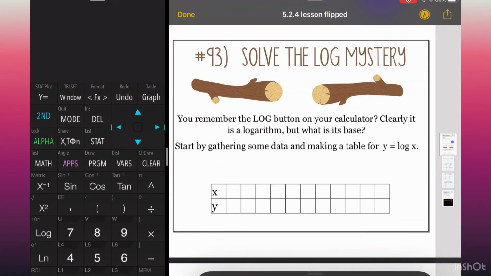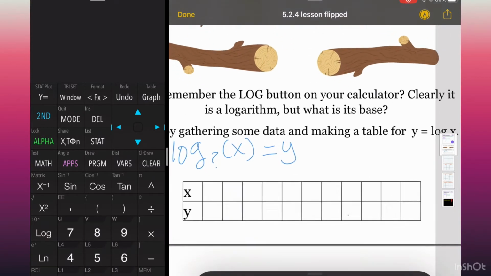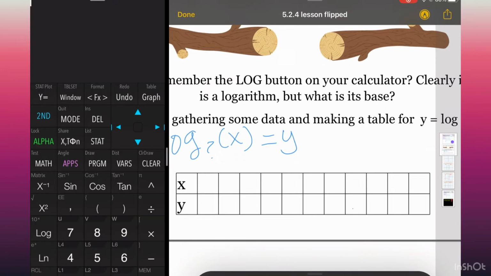All right, so you remember the log button on your calculator? We proved last week that it's not a base 5, so our goal today is to figure out what the base actually is. So using our log button, we're going to fill out a table, see if we can find that pattern.